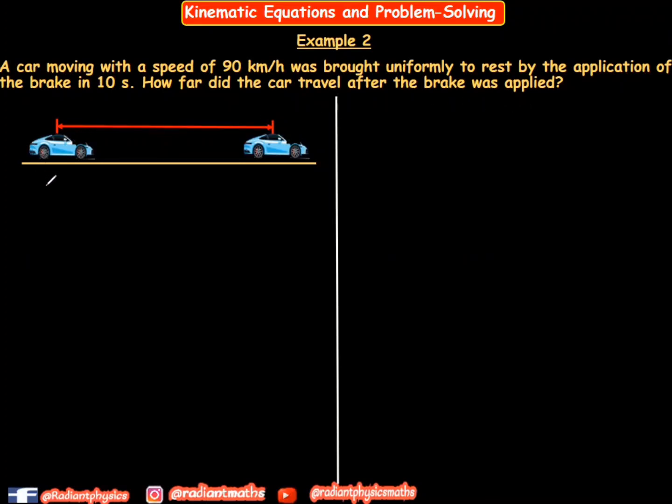So we need to interpret this question before we can solve it correctly. The word "how far" means the distance, so we need to find the distance. The initial velocity is 90 km per hour, the final velocity when it was brought to rest is 0, and the time taken for the car to be brought to rest by the application of the brake is 10 seconds.